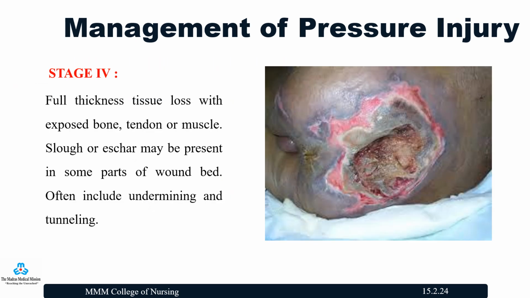Stage 4 pressure injury. In stage 4 pressure injury, there is a full thickness tissue loss with exposed bone, tendon or muscle. Slough or eschar may be present in some parts of the wound bed, and it often includes undermining and tunneling.